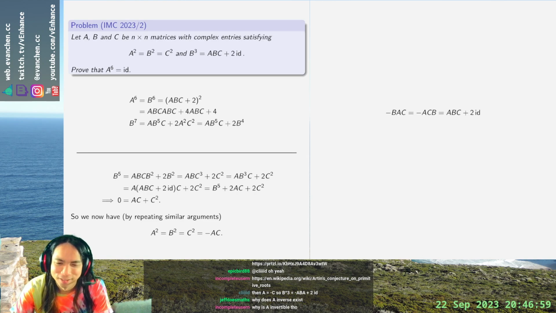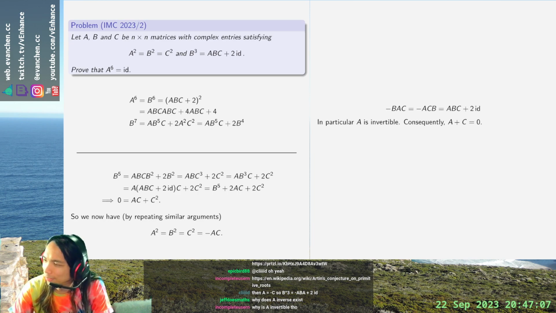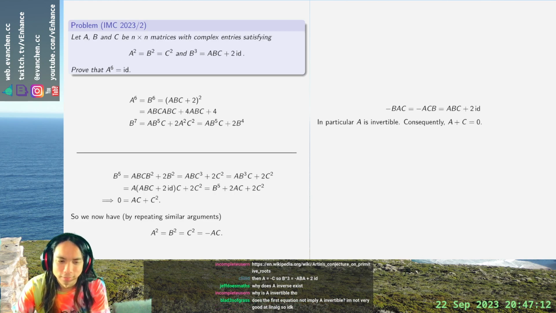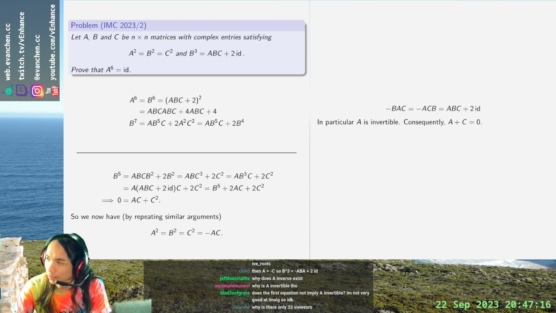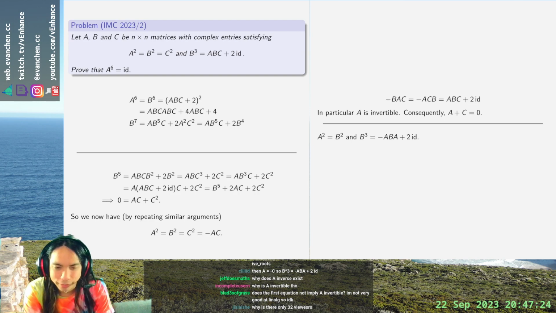Okay, wow, this is so weird. So now there's only 2 variables, so we could just do it in terms of a and b. So now we have a squared equals b squared, and b cubed equals minus aba plus 2 id. Okay, so now I can square both sides, right?